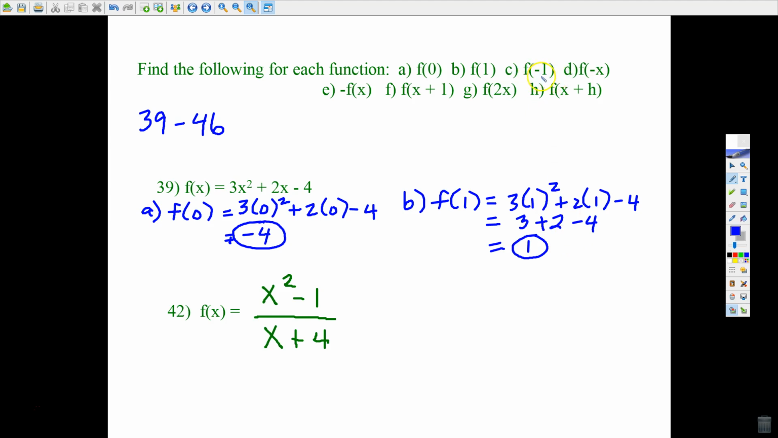Okay. Do you get the idea with numbers being plugged in? All right. What about, can we skip over letter C? You think you got that? What does this mean, letter D? Well, it means the same thing, except now instead of inputting a number, we're literally inputting -x in place of x. So everywhere I see x, I'm going to put in -x.